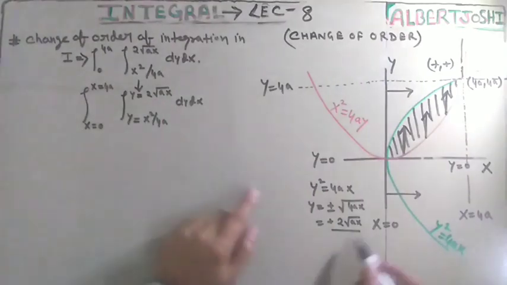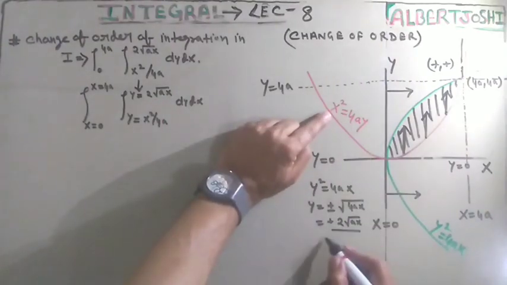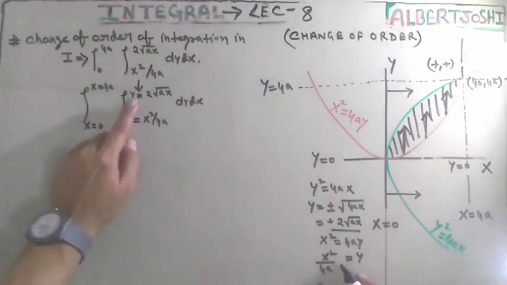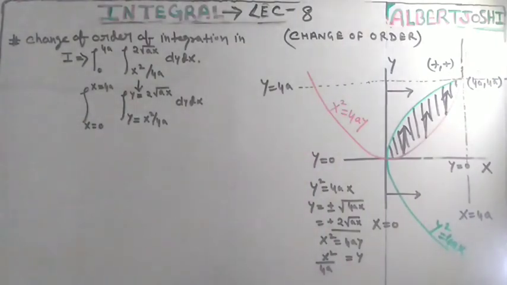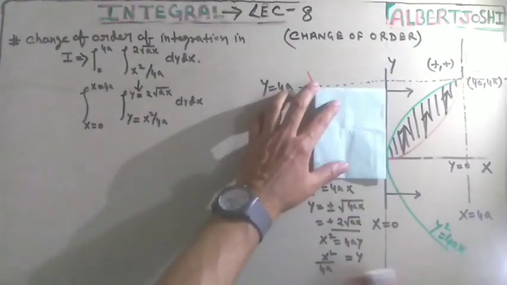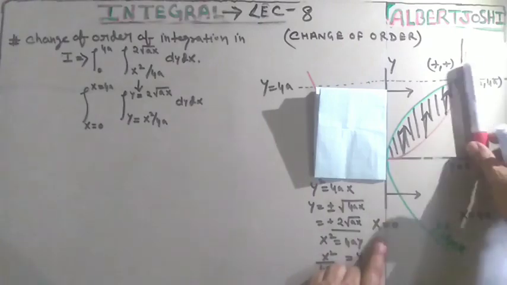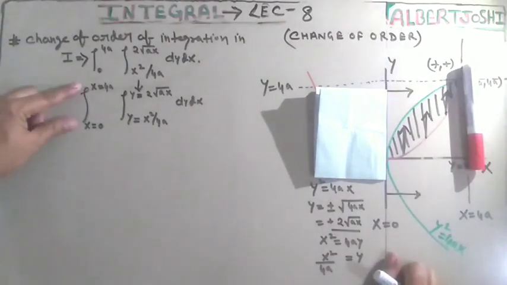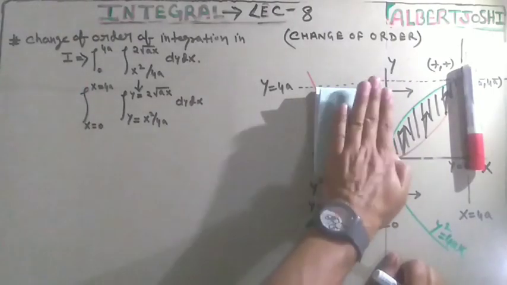After that, he has given you x square is equal to 4ay. It means y is equal to x square upon 4a. That is the second value. So at first, x is equal to 0 to x is equal to 4a. He is counting the total number of points from here to here. Integration means you are counting, adding the total number of points from here to here. It means you are using summation. Summation means integration.